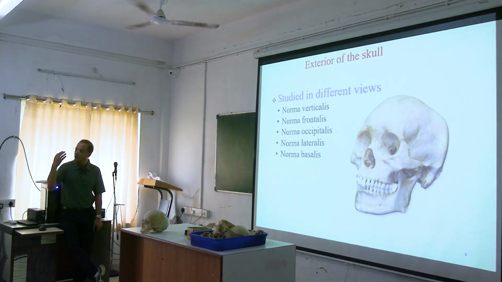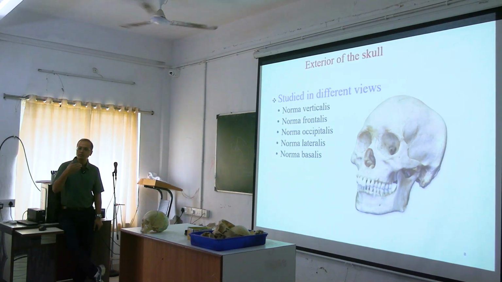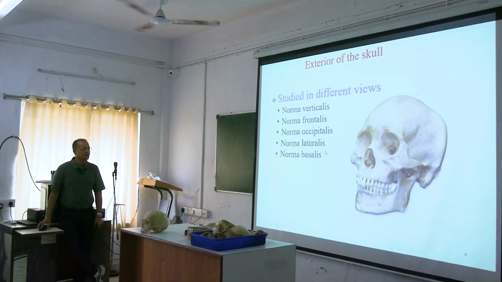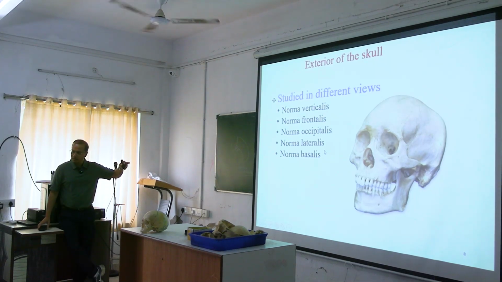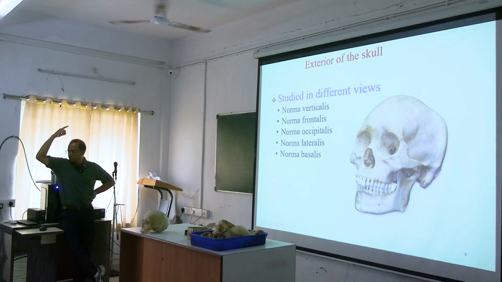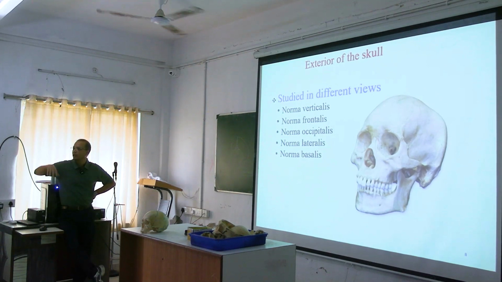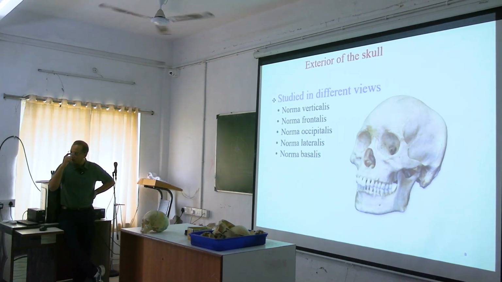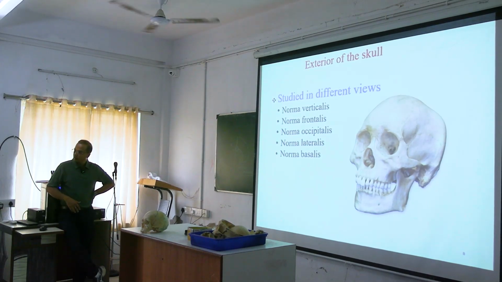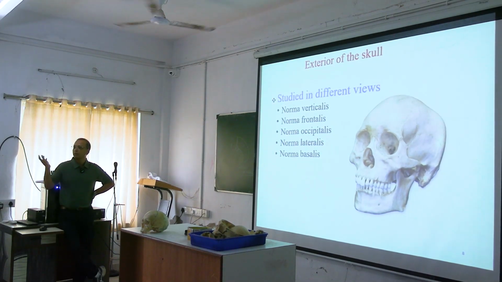If you are looking at the skull from the front side, we call it Norma Frontalis. If you are looking at the back side, we call it Norma Occipitalis. From the sides, we call it Norma Lateralis. From the bottom side, we call it Norma Basalis. If you are looking from above, from the sky, we call it Norma Verticalis. So, norma is the look, how you are taking the image and which side you are looking from, and we name it accordingly.